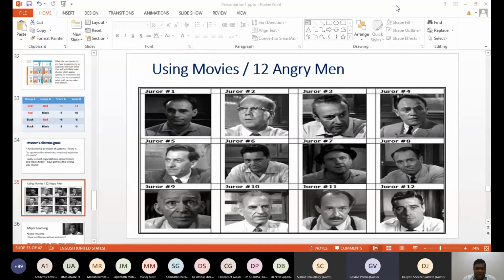Hello. Yeah. Am I audible? Yes, Mr. Govind. Yes. Yeah. Just to respond to this prisoner's dilemma, or this kind of game, and you are from OB HR area, so you understand that psychology is something which is very, very fundamental, and you are aware of that. But my question is, when we teach, why do we teach?